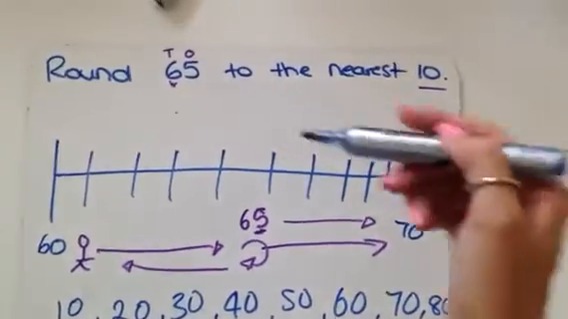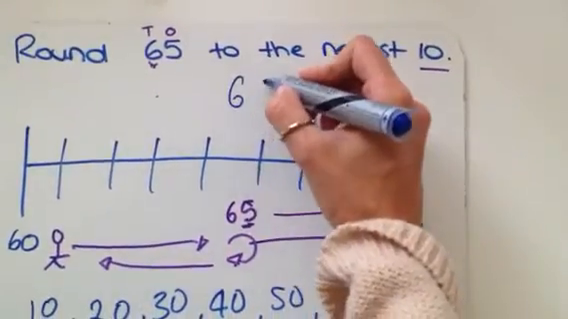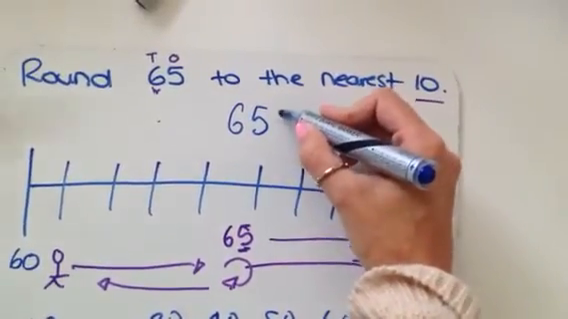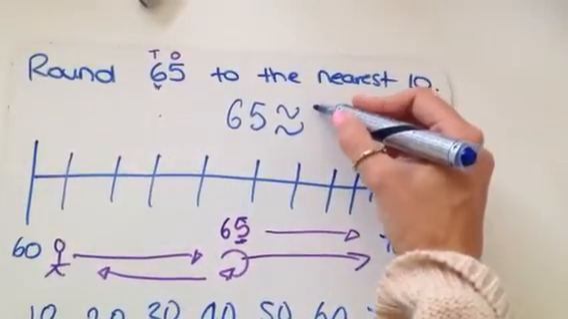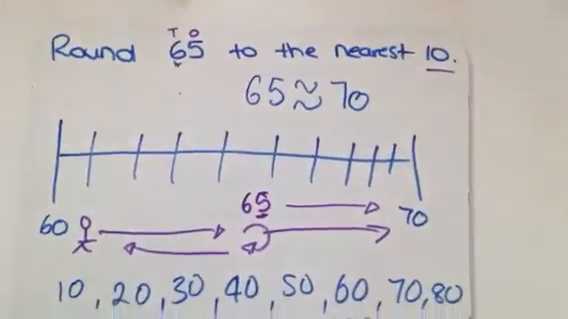And how you write your answer is as follows. 65, we use the wavy equal sign, because that means it's rounded to 70.